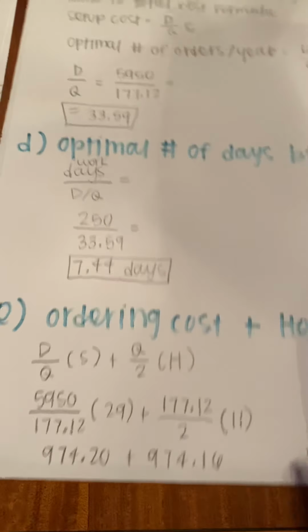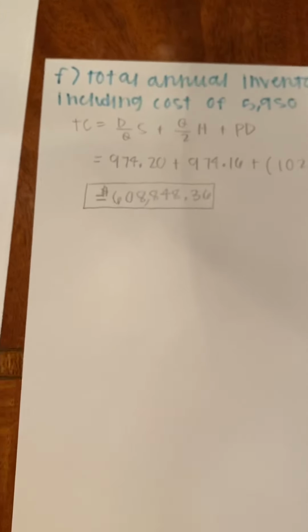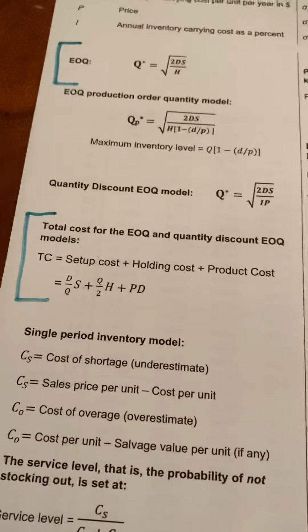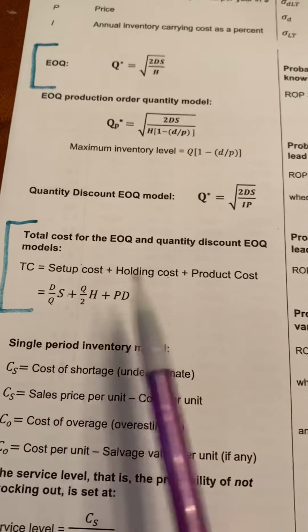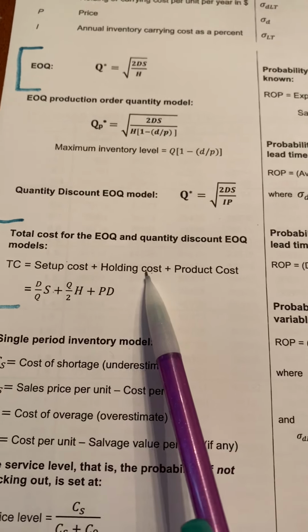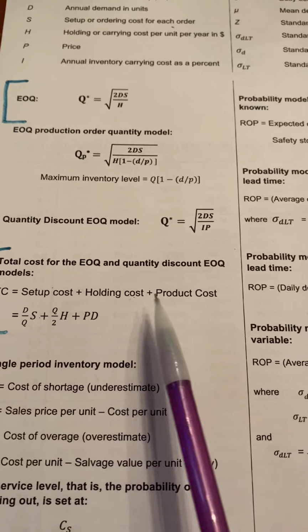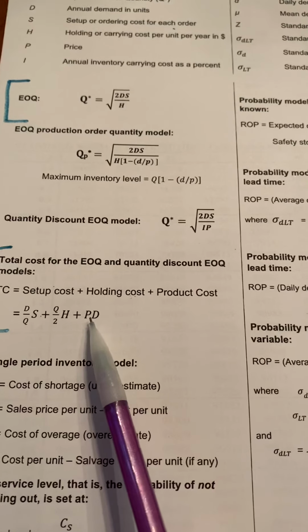And the last and final portion of this problem asks us to find what is the total annual inventory cost, including the cost of the 5,950 units. We have already done a portion of this problem in the last letter, E. Previously we found setup cost plus holding cost. Now all we need to do is take that number that we found and add the price times the demand.